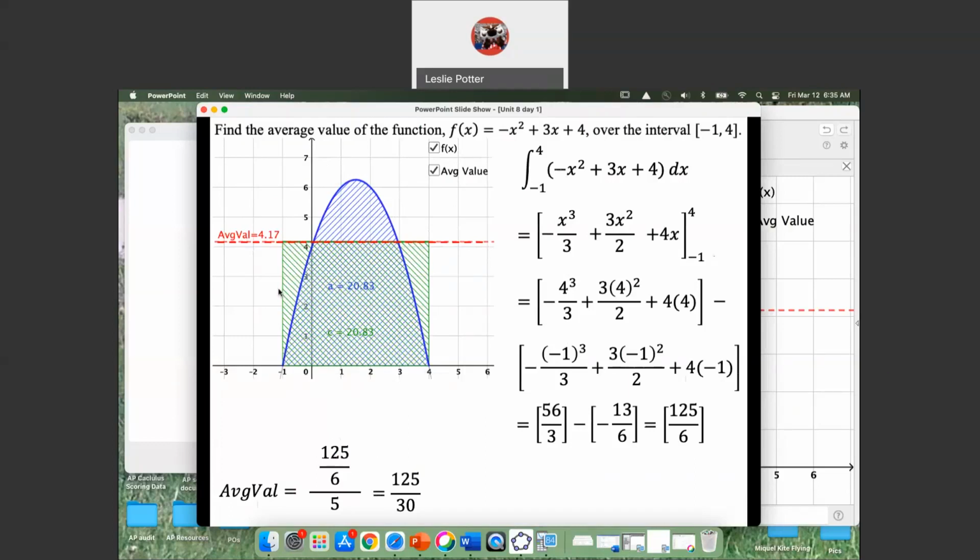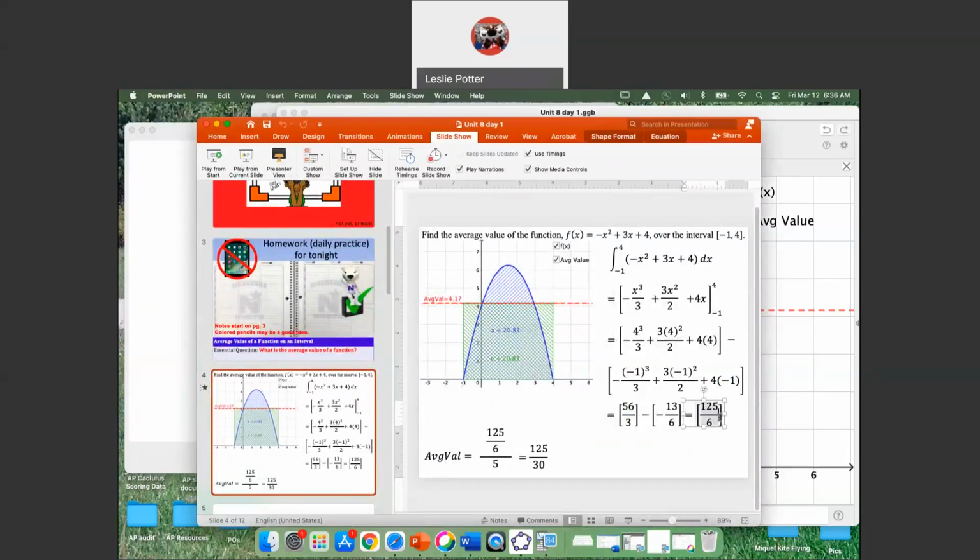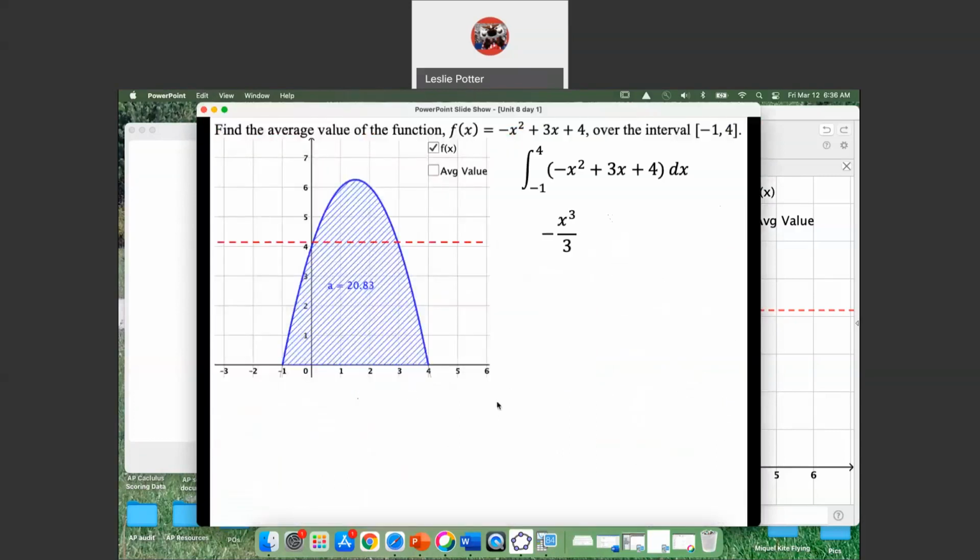So why don't you pause the video for just a second here and go ahead and get the annotation to the graph down, because all you have is this parabolic region. Go ahead and annotate the graph to get the rectangular region in your notes, as well as the steps for the integration and then finding the average value.